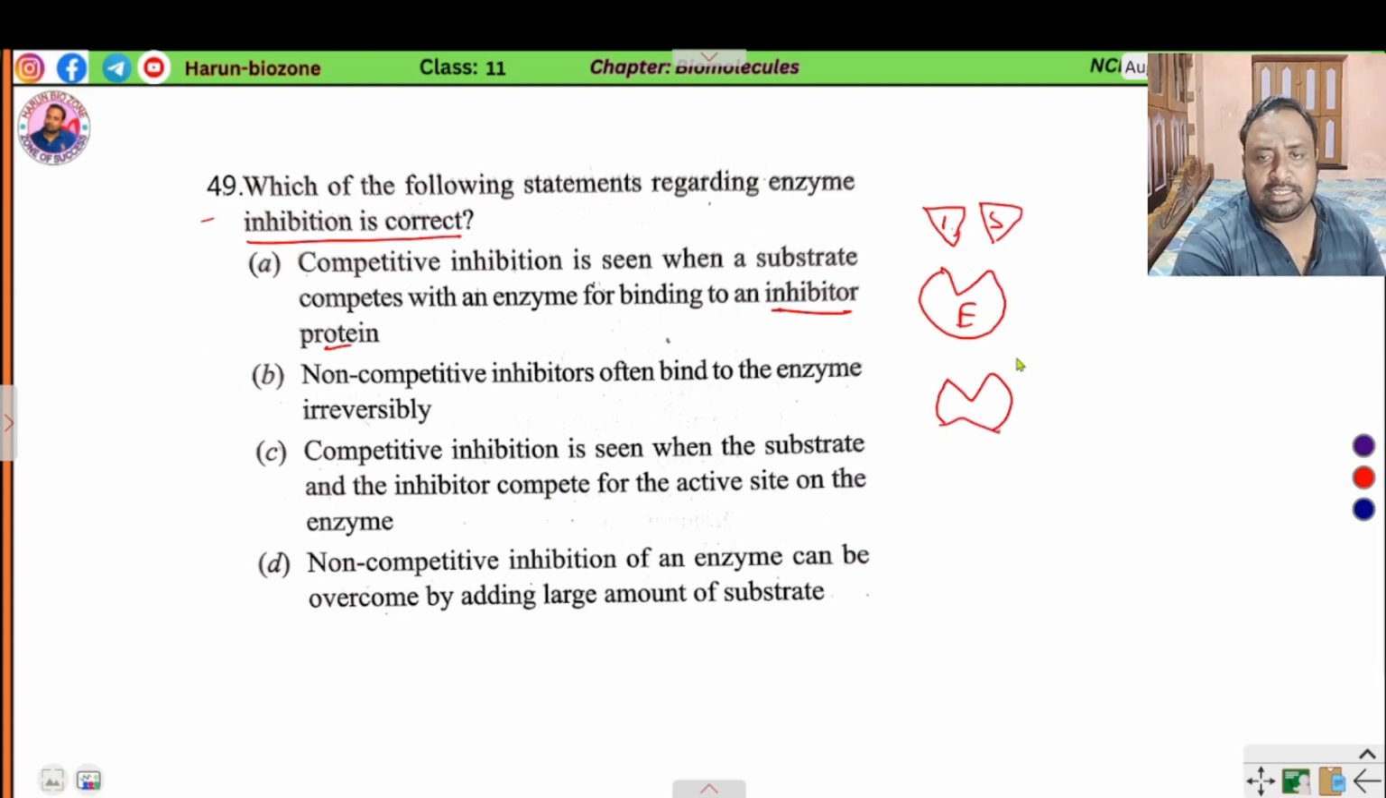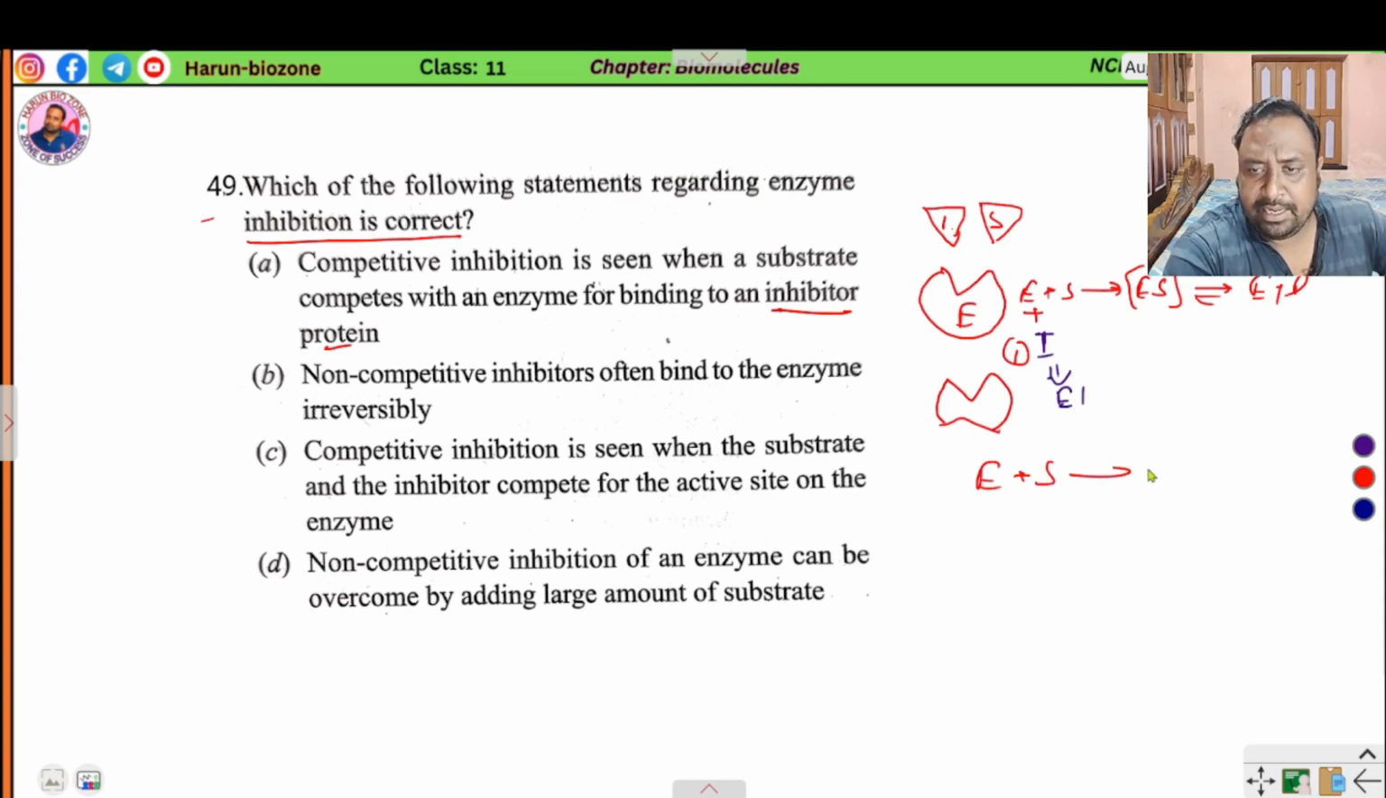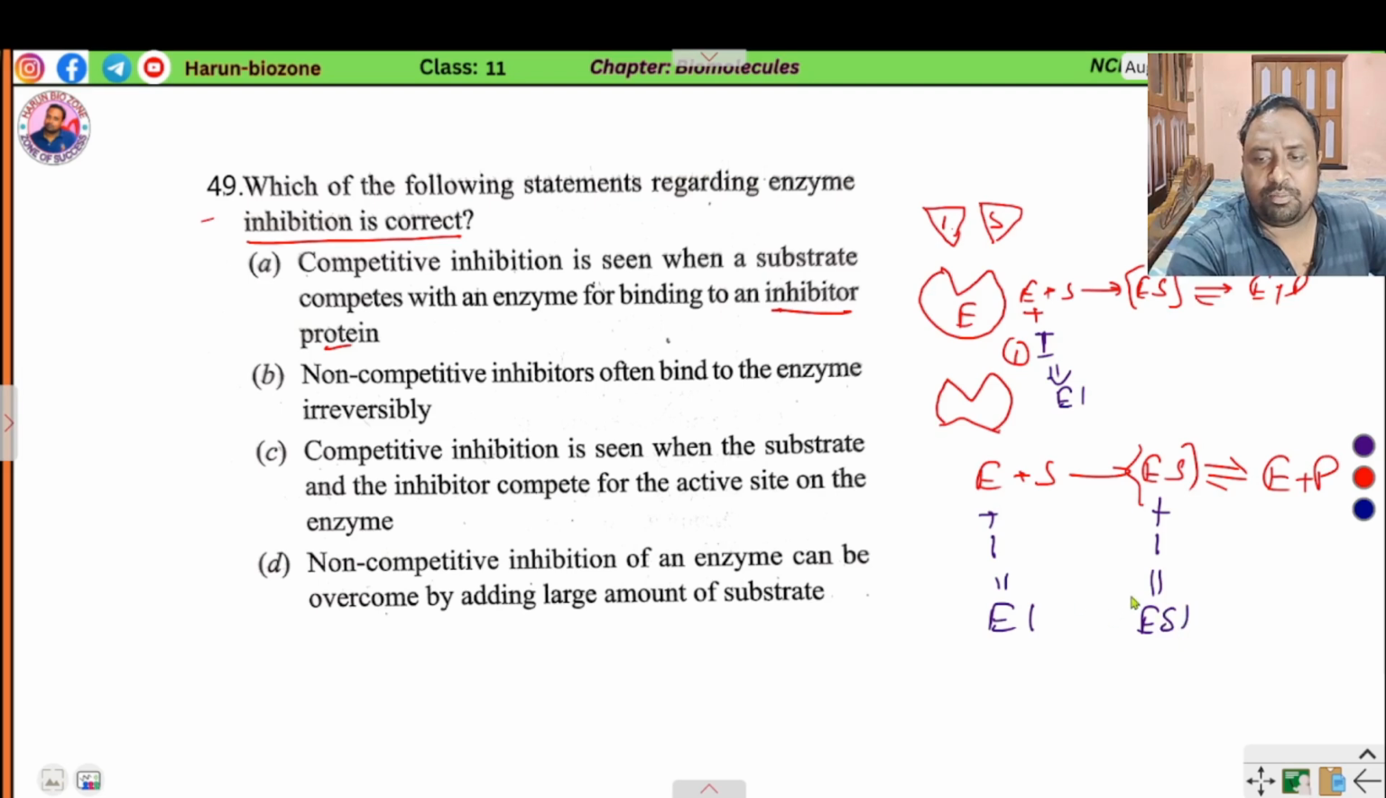So in competitive inhibition, enzyme plus substrate gives enzyme substrate complex, then enzyme plus product. Here the inhibitor combines with the enzyme and produces an enzyme inhibitor complex. But in non-competitive inhibition, enzyme plus substrate gives enzyme substrate complex, then enzyme plus product. Here the inhibitor combines with the enzyme to produce an enzyme inhibitor complex and also combines with the enzyme substrate complex, so an enzyme substrate inhibitor complex is formed. Competitive inhibition is seen when the substrate and the inhibitor compete for the active site on the enzyme. This is the correct option.